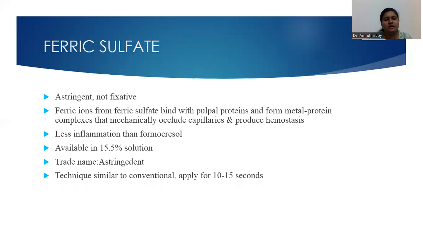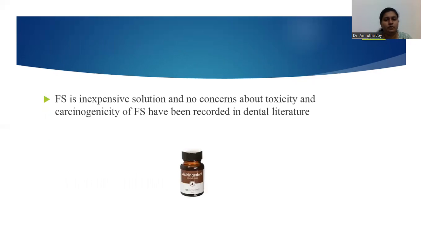It causes less inflammation and is available in a 15.5% solution as an astringent. The technique is similar to the conventional pulpotomy method. The same is true for all these preservatives: the procedure is the same until the deroofing of the pulp chamber and removal of the coronal pulp tissue using the spoon excavator. Then apply ferric sulfate for 10 to 15 seconds, which will give hemostasis, and then you can restore the tooth. There are no concerns about tissue toxicity, carcinogenicity or mutagenicity regarding ferric sulfate.